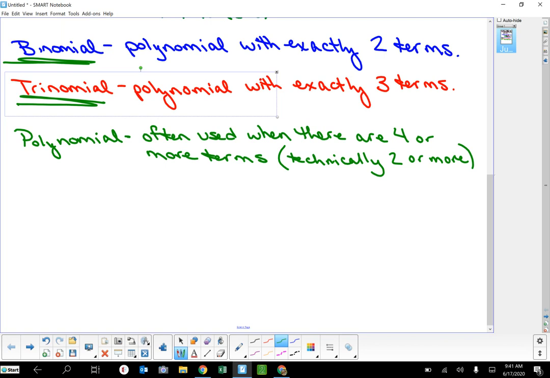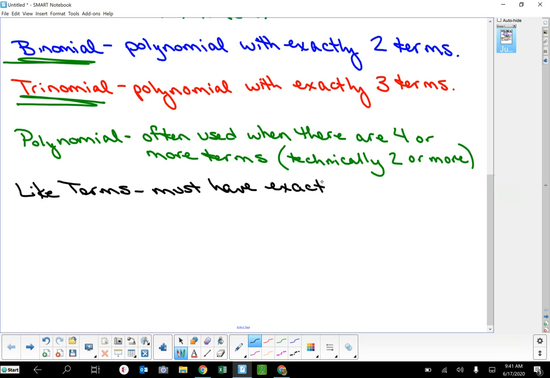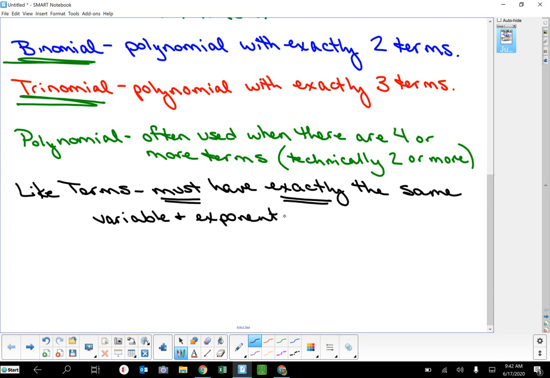All right. And then we've talked about like terms in the past, but just a revisit of that. Remember that like terms must have exactly, and I'm going to underline must and exactly, the same variable and exponent combination in order to add or subtract them.